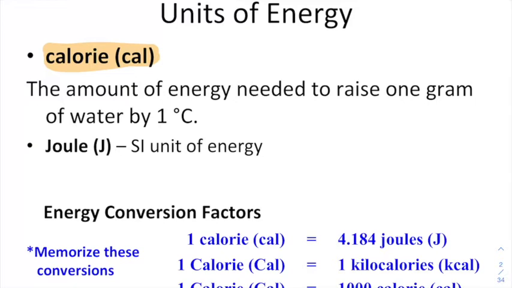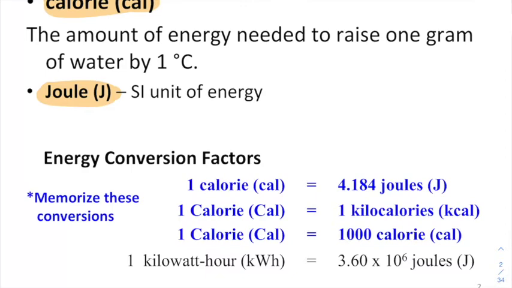All right, so the amount of energy needed to raise 1 gram of water by 1 degree Celsius, that is the official definition of a calorie. However, we have an SI unit of energy called the joule. We'll talk a little bit about calories, but we're going to focus more on the joule as our energy unit. I do want you to know the conversion factors on the bottom, and specifically the ones in blue. So 1 calorie, lowercase c, is 4.184 joules. That's a very important one. They're all important, but this was probably the most important of the ones that we're going to see.